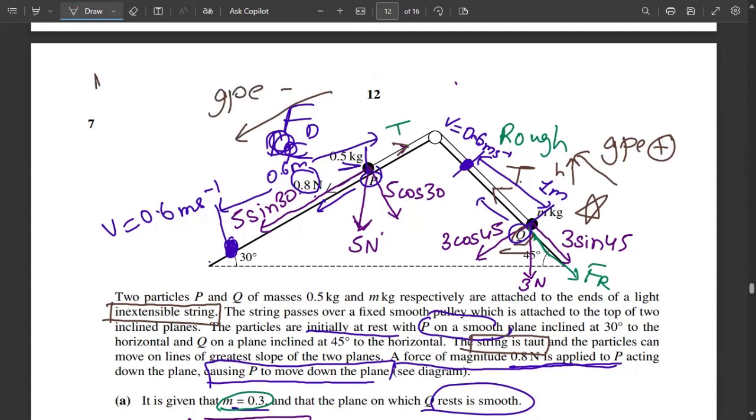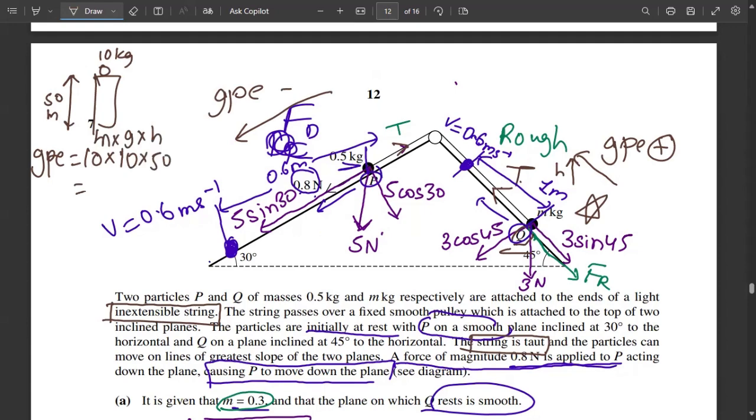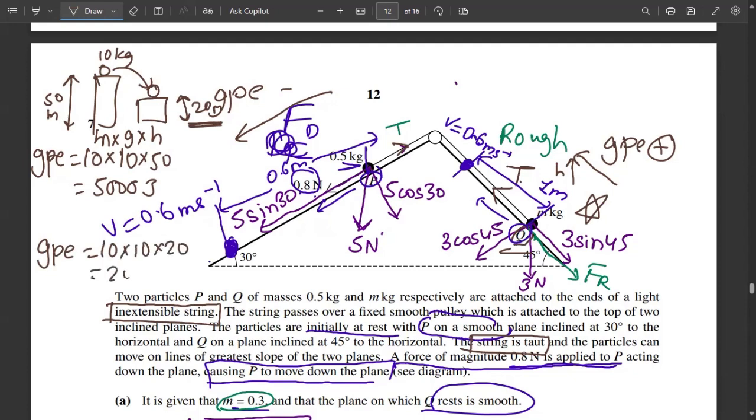Why? Because if there is a ball at height 50 meter, and the mass is 10 kg, its initial GP will be m into g into h. Gravity is 10, height is 50. So 10 into 10 into 50, that is 5,000 joule. But let us now do another thing. If the ball is dropped down to 20 meter, the new GP will be 10 into 10 into 20, which is 2000 joule.